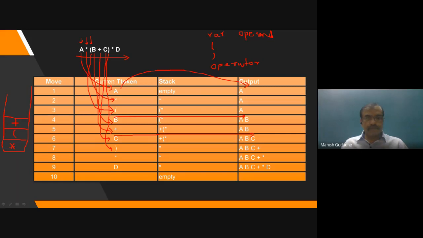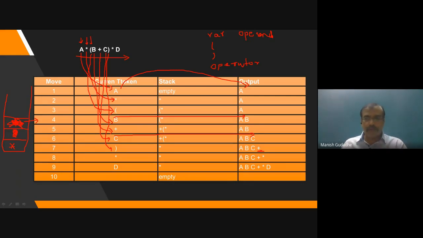So now the closing brace is encountered. What it says is, pop the stack till you get the opening brace. So pop the plus and put it into the output string. This will be discarded, and it will be out of the stack. Then we encounter the opening brace, so the popping operation is over. This will also be discarded, and of course the closing one will also be discarded.